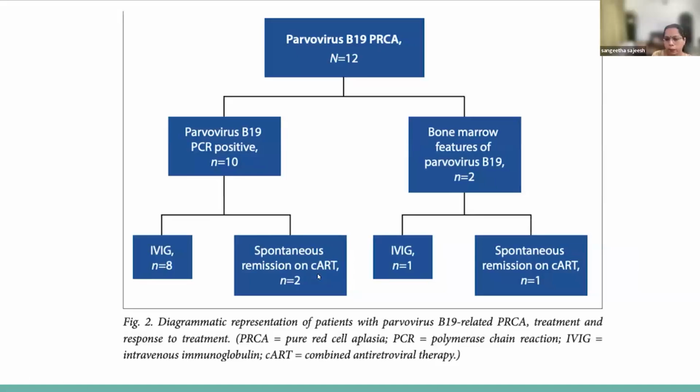So initial treatment with antiretroviral therapy led to improvement in hemoglobin and resolution of symptoms of parvovirus B19. But that occurred in only 2 patients out of these 10, and the other patients required IV immunoglobulin. These 2 cases improved with continued combined antiretroviral therapy only; with antiretroviral therapy itself, there was a spontaneous remission. And here also there were bone marrow features of parvovirus B19. There were 2 patients: one improved with antiretroviral therapy, and one improved with IVIG.